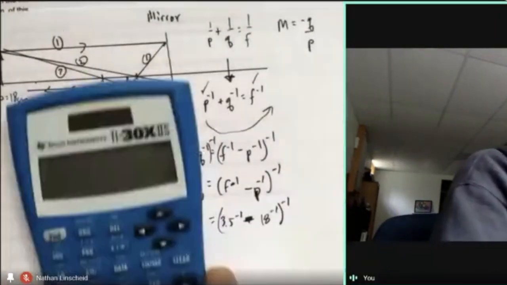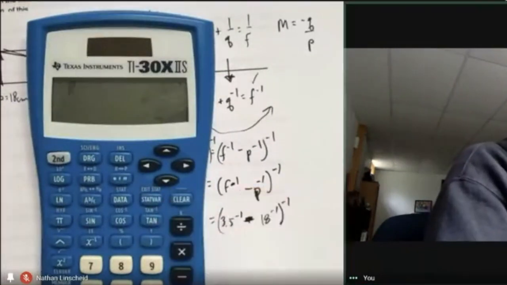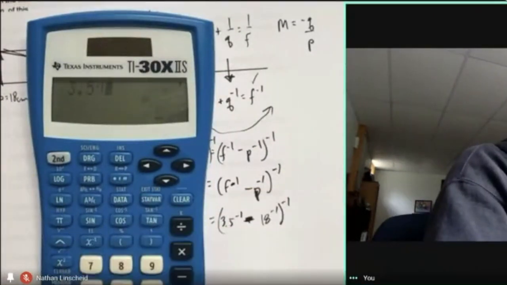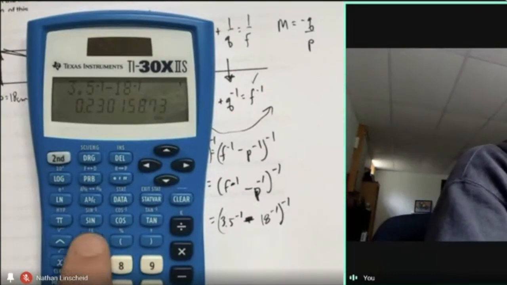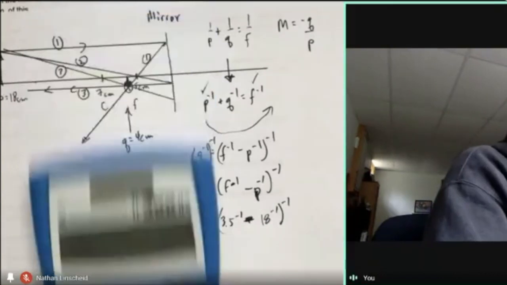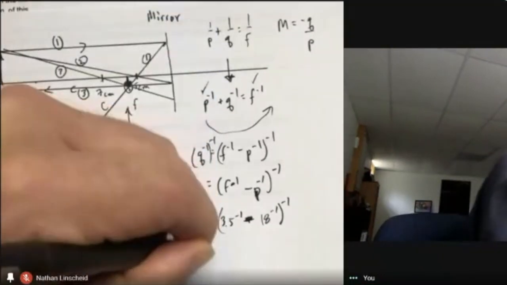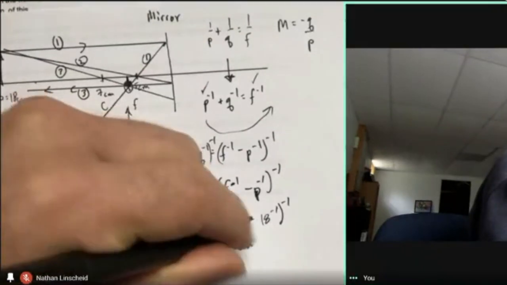And now we get the calculator out. So I go 3.5, hit x to the minus 1, minus 18, hit x to the minus 1, equals. And again, that's not my answer. I have to hit x to the minus 1 again to flip that up, and that is 4.34. So Q equals 4.34 centimeters.